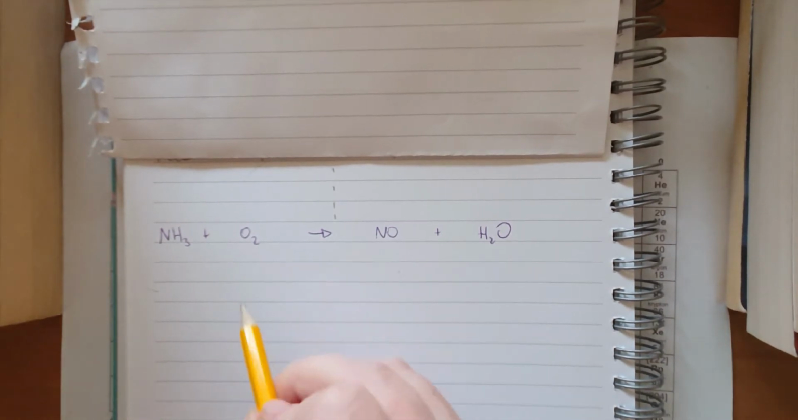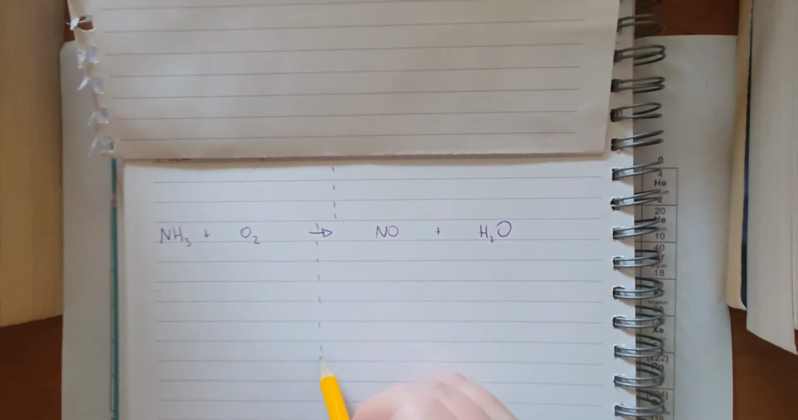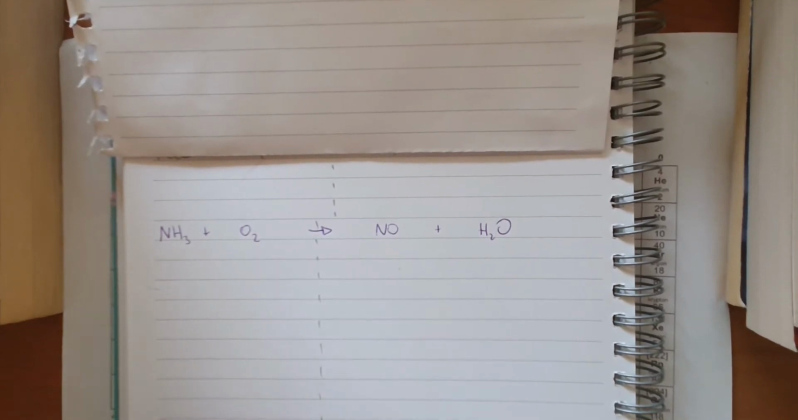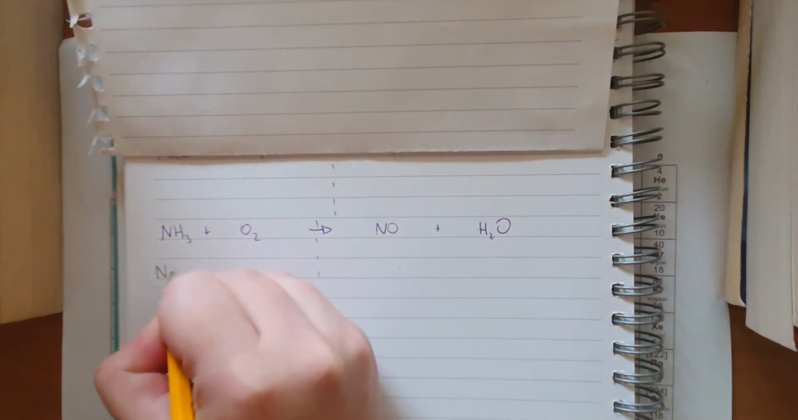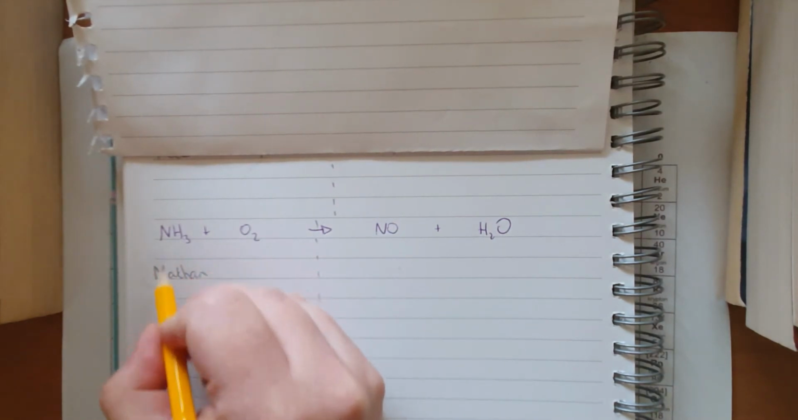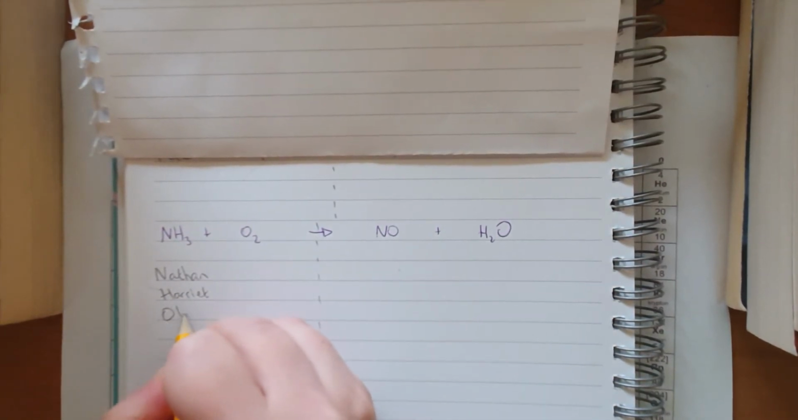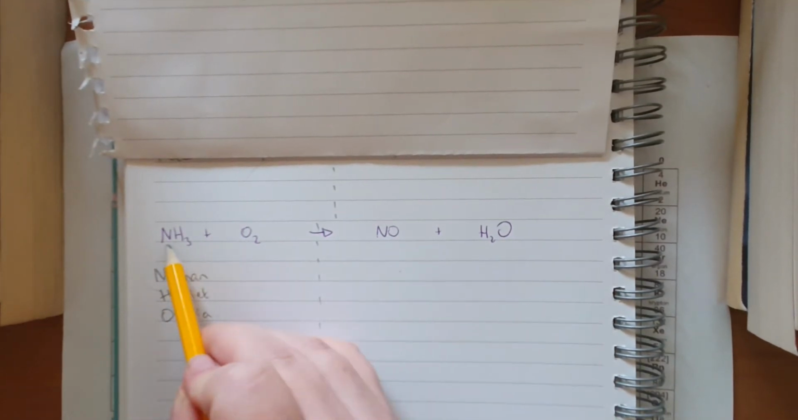Let's have a look at another equation. So here's my equation. There's my arrow. So there's my dotted line. What you could do at this point is pause, have a go at the equation, and then compare your answer with mine and see how you did. Right, we need some names. I'm going to go for Nathan and Harriet and Olivia.